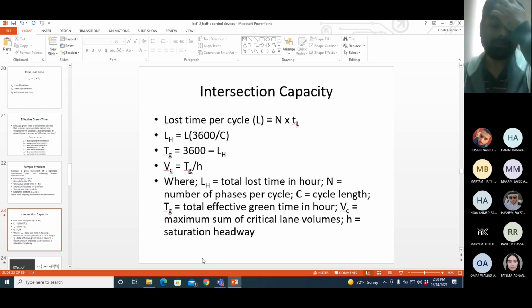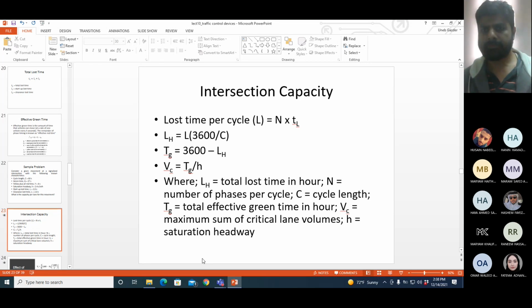Now we have just calculated the capacity of one movement, one phase. How about calculating the capacity of the entire intersection, the combination of all phases, the combination of all movements? To calculate the capacity of the entire intersection, you can do the same calculation for every approach.